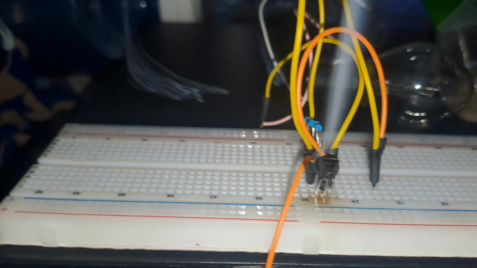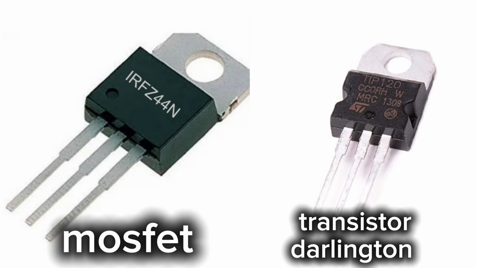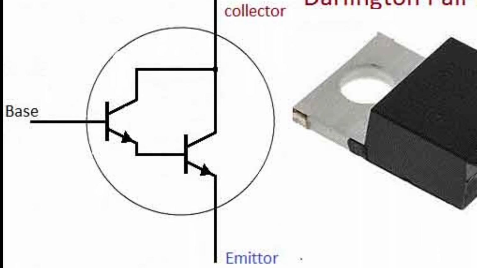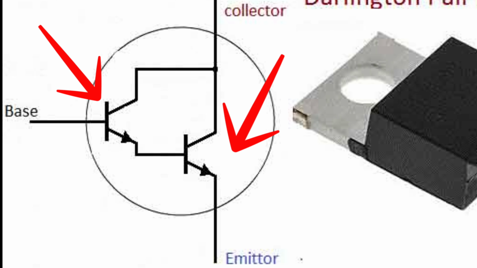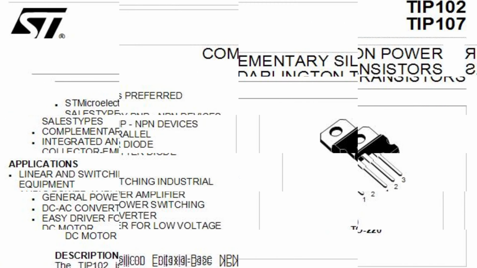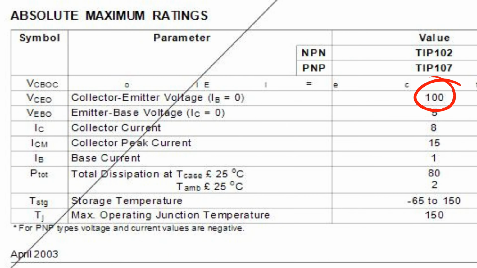Now, in order to solve this problem, you can either use a Darlington transistor or a MOSFET. A Darlington transistor looks like a MOSFET in its physical appearance, but when you take a look at its inside connection, it consists of a pair of two NPN transistors. These two transistors are combined to make it stronger. For example, most Darlington transistors can handle a load of up to 100 watts.